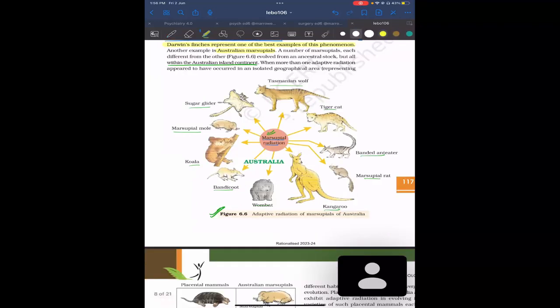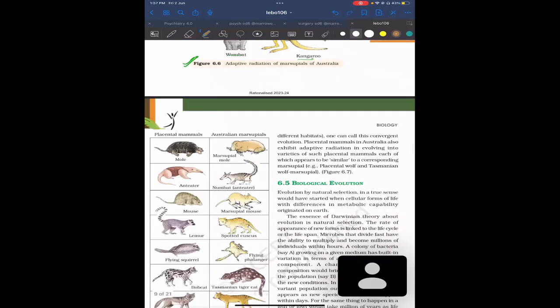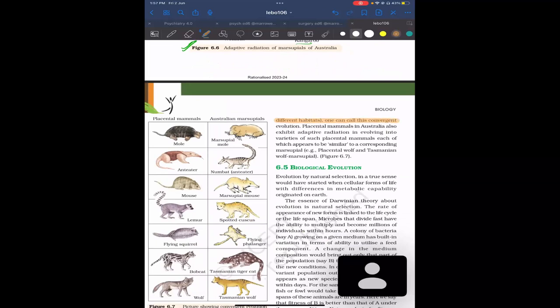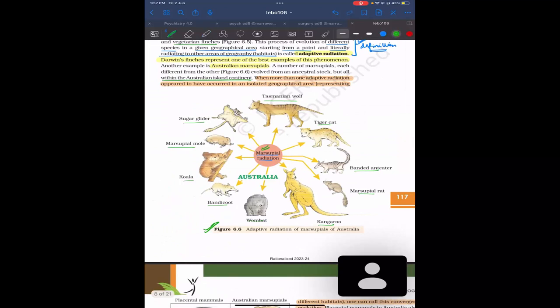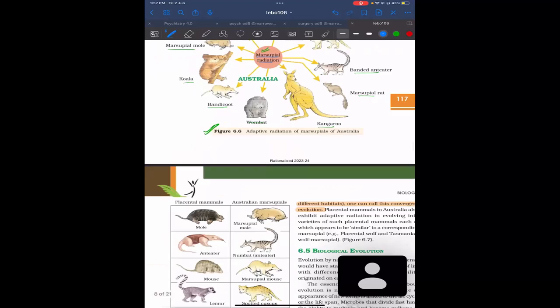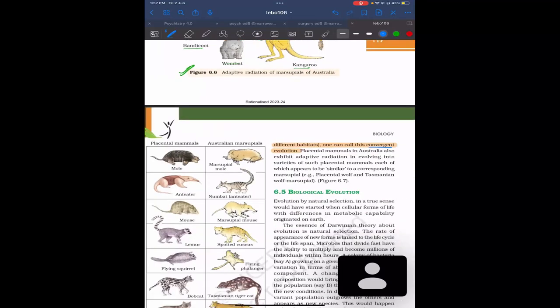Now, this statement is important: when more than one adaptive radiation appeared to have occurred in an isolated geographical area representing different habitats, one can call this convergent evolution. Now let's decode it. What does this mean? First, more than one adaptive radiation is happening, in what? In an isolated geographical area. So what can we call that? Convergent evolution.